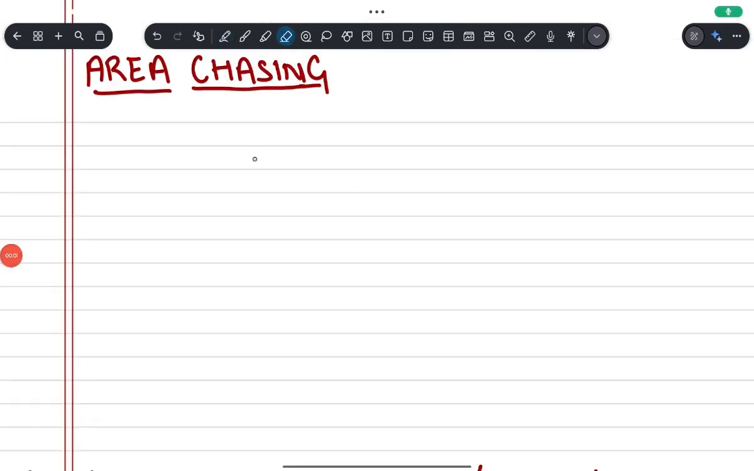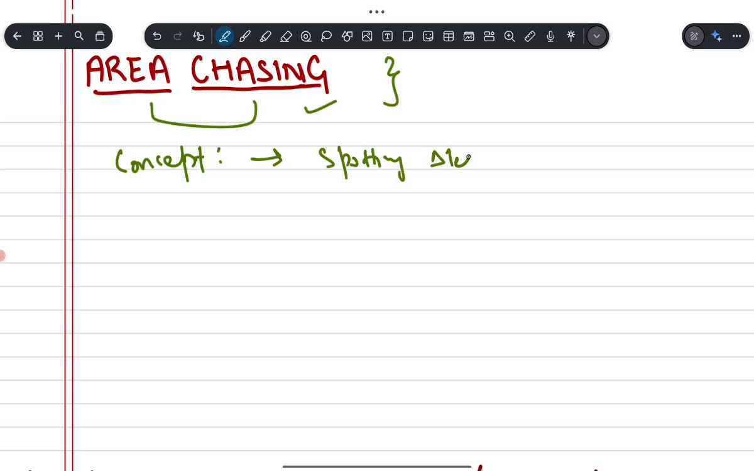You must have heard of angle chasing, right? Today we are going to do area chasing. So what is it? Remember the beginning of the session, I showed you some of the problems. So how do you approach those problems? This is the way. So we'll be area chasing. How are we going to do this? The core concept involved in problems of area chasing is spotting triangles with the same height, or we can say common height.